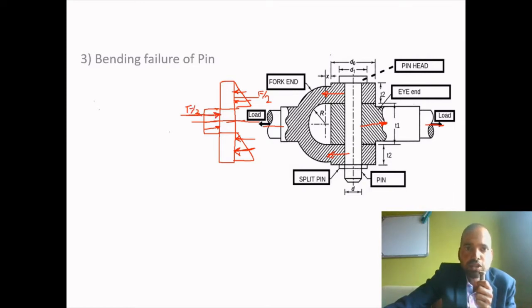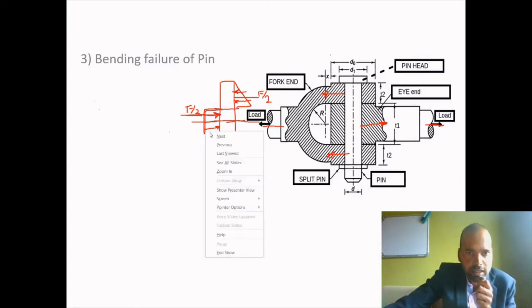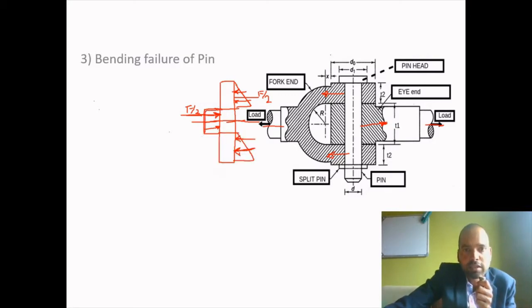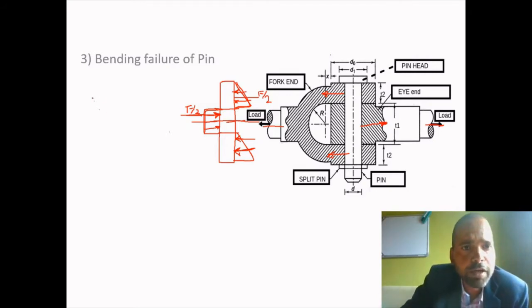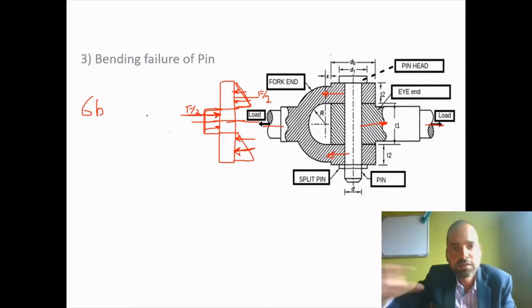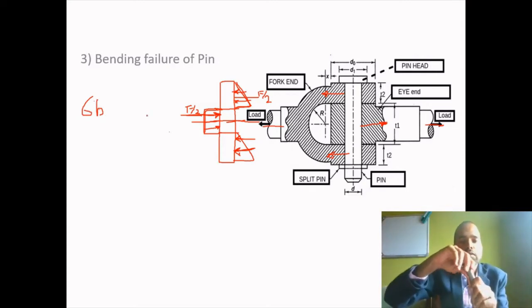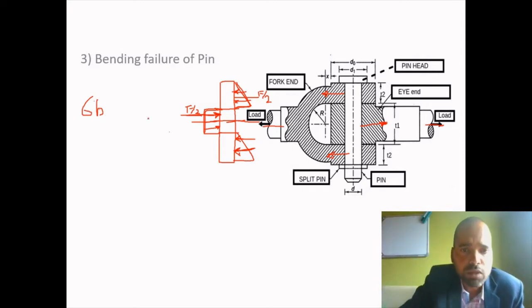So this is the distribution of the forces at the point of contact with the single eye and at the point of contact with the double eye. There is a triangular distribution of the forces and here there is a rectangular distribution of forces. Now we have to find out bending failure, means there will be a bending stress. This pin will try to bend from the center, right? And what is the cross section of the pin? The cross section of the pin is circular.